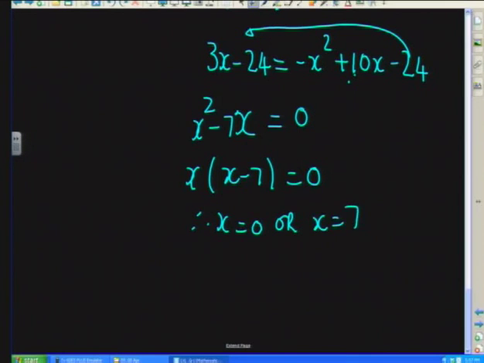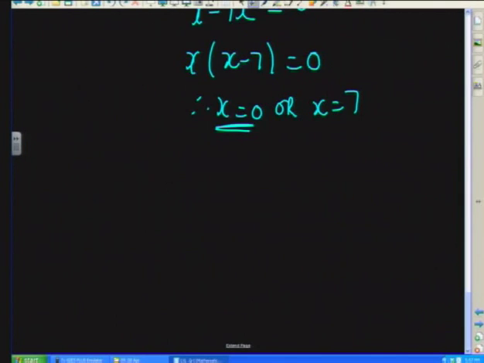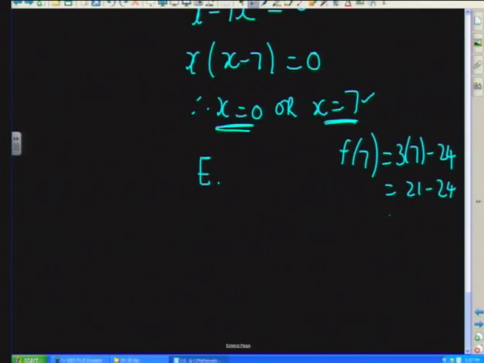The coordinate x is equal to 0 was the point of intersection at D. So x is equal to 7 will be the point E. All right? I've got the x value, I need the y value. So all I do is substitute into either of the equations. I'm going to use the straight line, but really you can use either one. You'll get the same answer. And we get 21 minus 24, which is negative 3. So E is the point where x is 7 and y is negative 3.